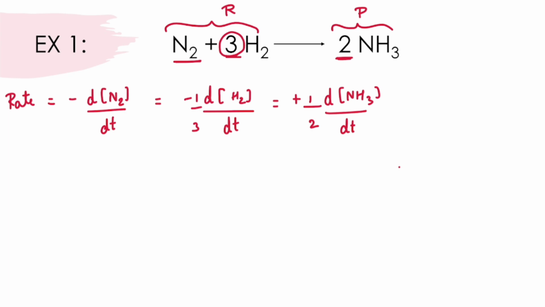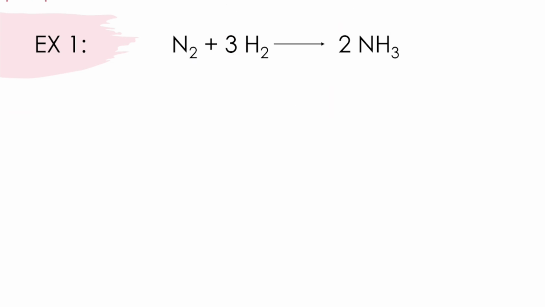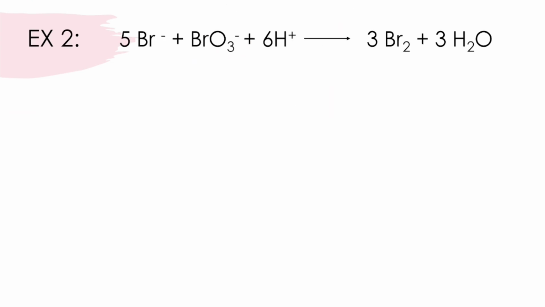Now let's see some other example. 5Br minus plus BrO3 minus plus 6H plus gives 3Br2 plus 3H2O. Here the 5, 6, 3 and another 3, these are the stoichiometric coefficients. Okay, now let's write this. Here this is the reactant side and this is the product side. Remember, reactant side, it should be in the negative sign. Now let's write the rate expression.